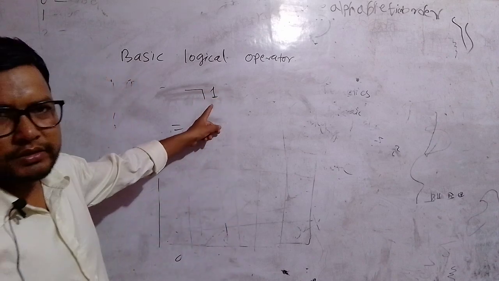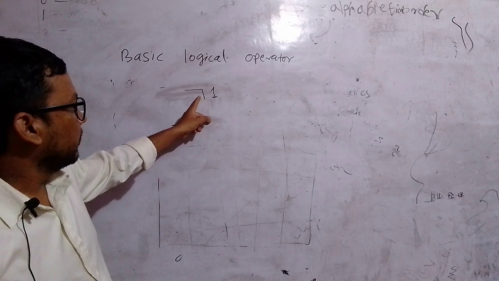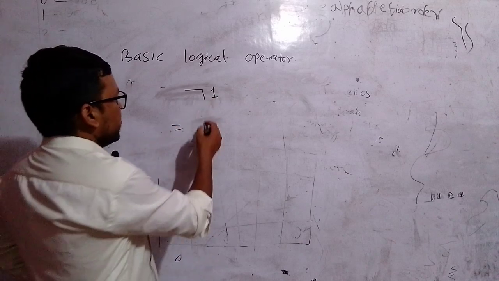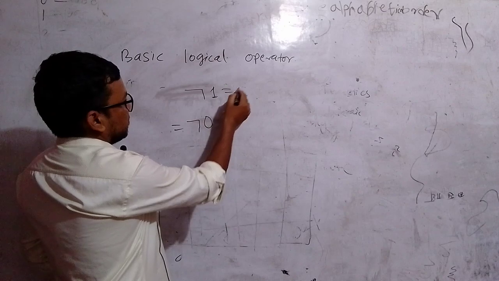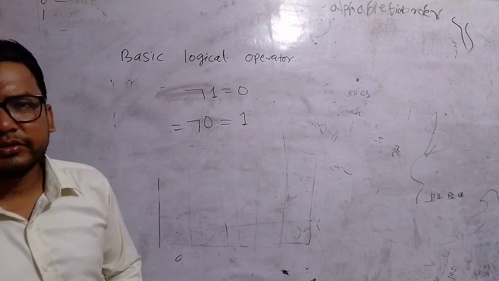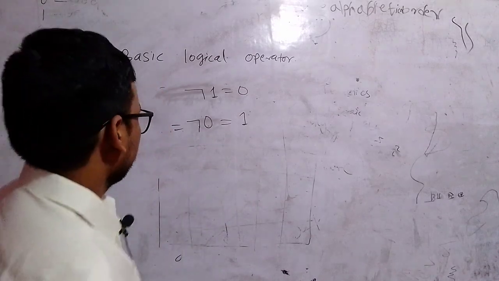What would be the output of this? This is the negative operator, the NOT operator. That means NOT of 1 would be 0, and again NOT of 0 would be 1. In this way the logical operator performs.